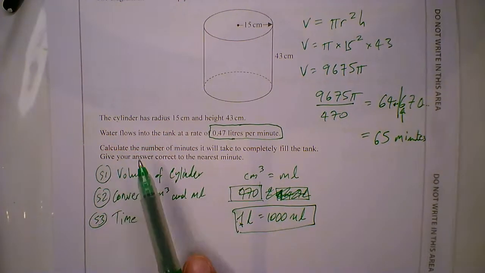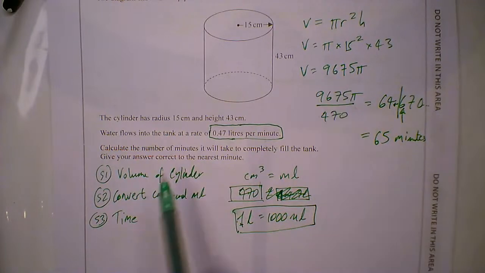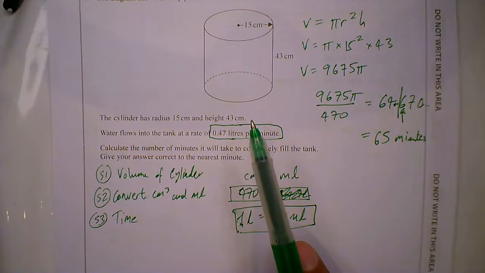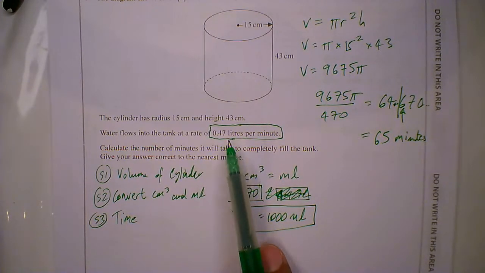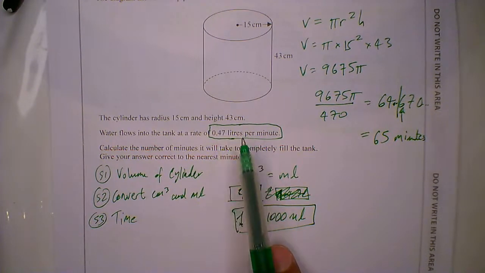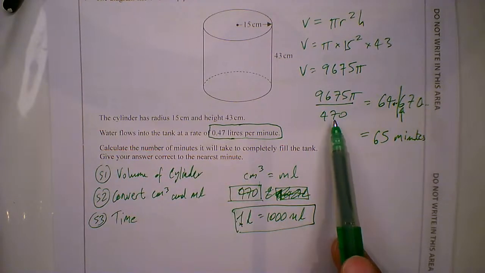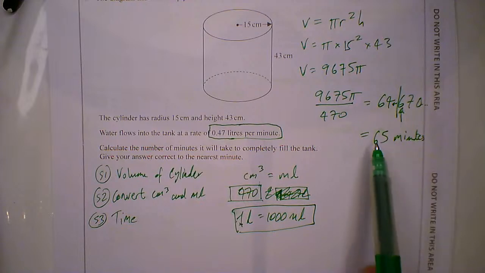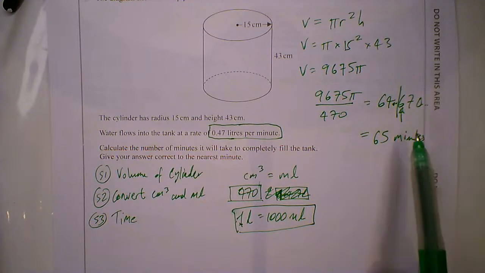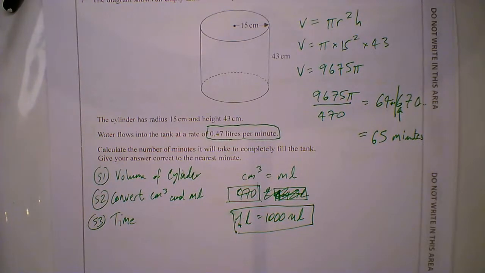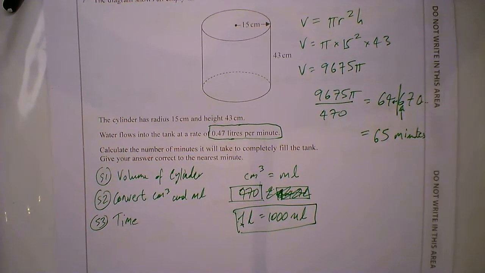Okay, so I've done my step 1, volume of the cylinder. Step 2, I've done my conversion, centimeter cubed and milliliters, which is what I've got here. And then I've got my time, because every minute you were losing 0.47 liters, which is 470 milliliters with that conversion. So I'm dividing them, and this is where I get 64.67, which is equal to 65 minutes. Okay, so hope that is quite clear. Let's go to the next one.